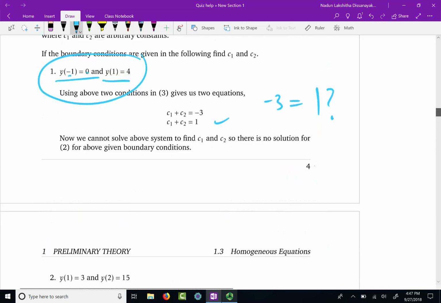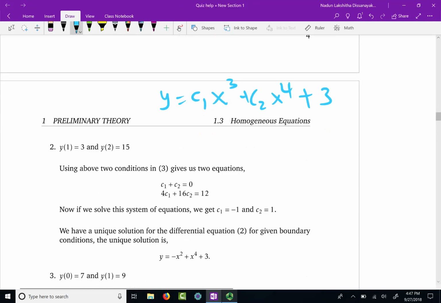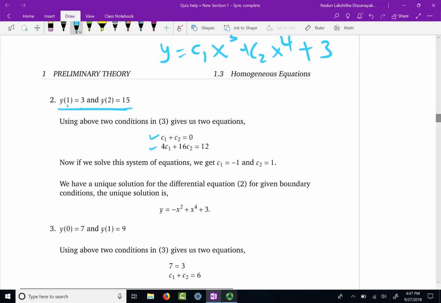So let's take the same differential equation. We have the solution y is equal to C1 x cubed plus C2 x to the 4 plus 3. Now let's change the boundary conditions. We use when x is equal to 1, y is equal to 3, which gives this first equation, and when x is equal to 2, y is 15. We use that and we get these two equations. Well, now we can solve this, right? How can we solve these two?